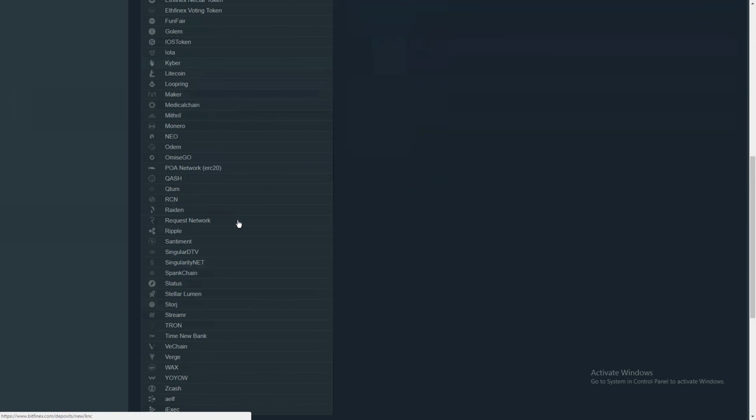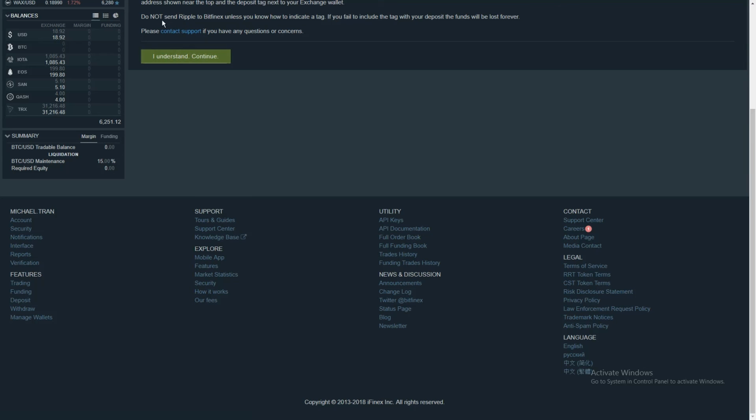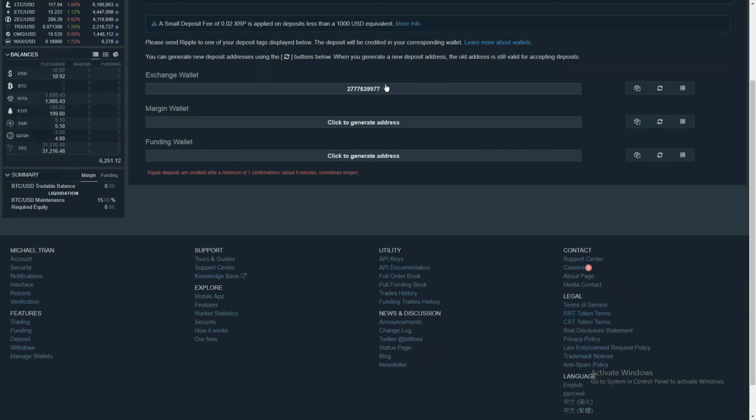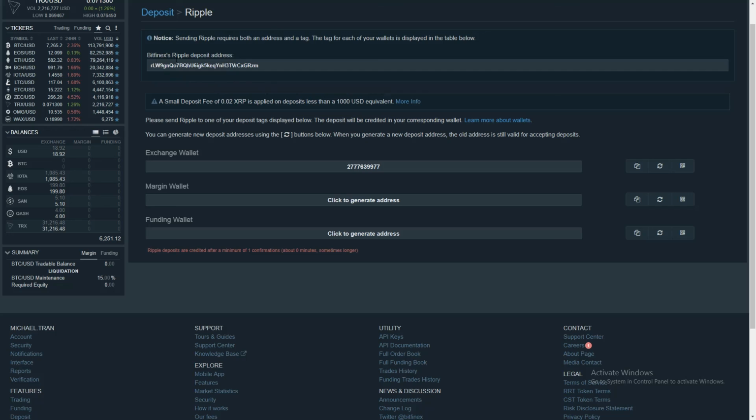So let's say, for example, I want to deposit Ripple. It warns you to confirm you understand, so, yep, okay, I understand. And you basically click to generate an address. Now that becomes your address. You can copy that address, and that becomes where you actually send it to, up here. So that's your deposit address up here, and that's your exchange wallet down here.